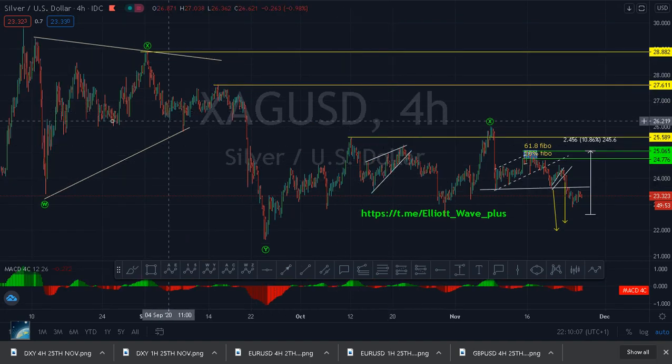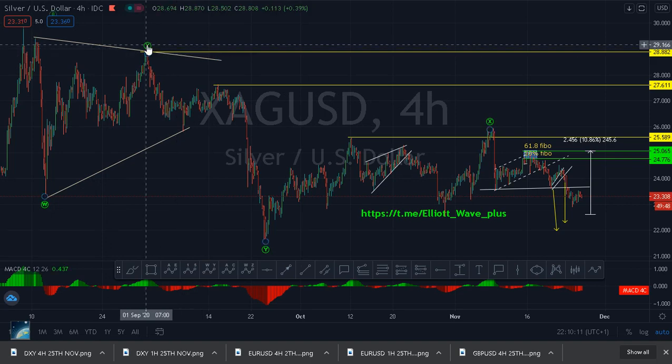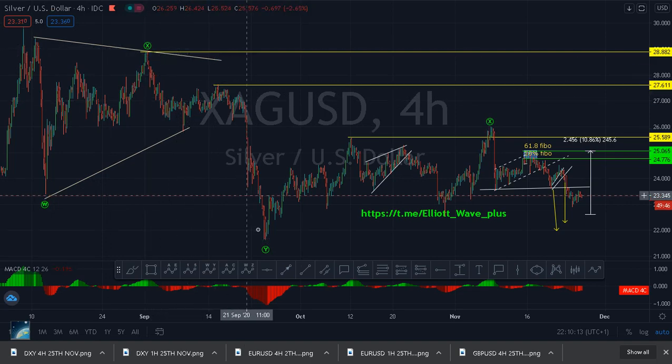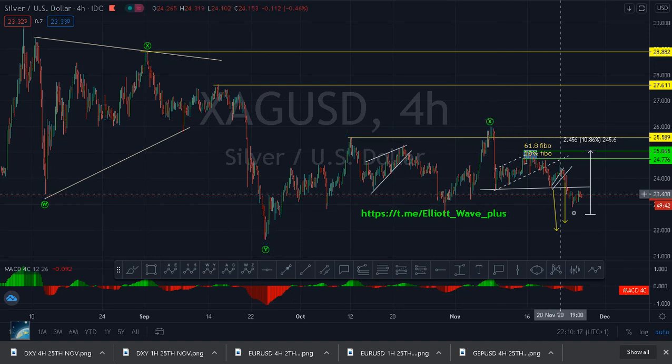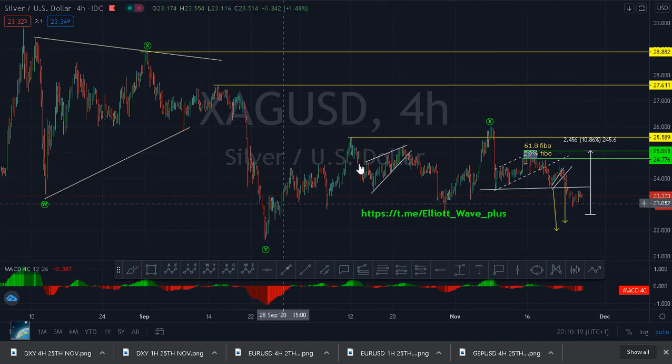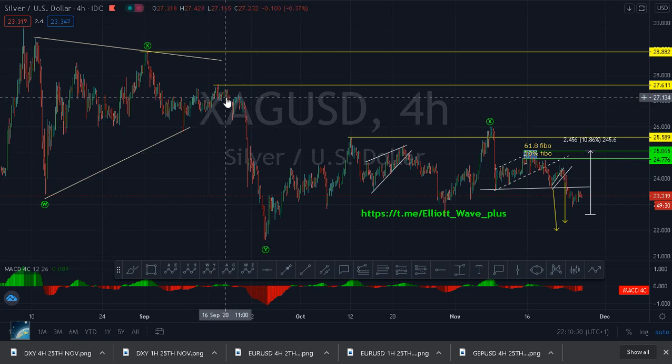For instance, when I saw what happened here, I said that gold and silver will do this, and it's doing exactly what I said. Why? Because I have studied the market. It's not magic. It's knowledge.